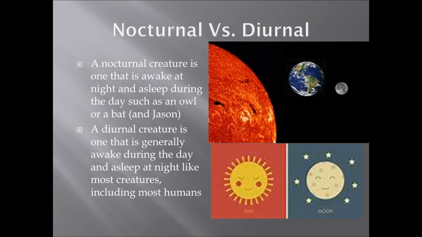A nocturnal creature is one that is awake at night and asleep during the day, such as an owl or a bat. Or me, but not really. Sort of. We'll talk about it. A diurnal creature is one that is generally awake during the day and asleep at night, like most creatures, including humans. Even if you like to stay up all night, like I do sometimes, humans are still considered diurnal because most people will be awake during the day and sleep at night. Our eyes aren't good in the dark like some other creatures are.